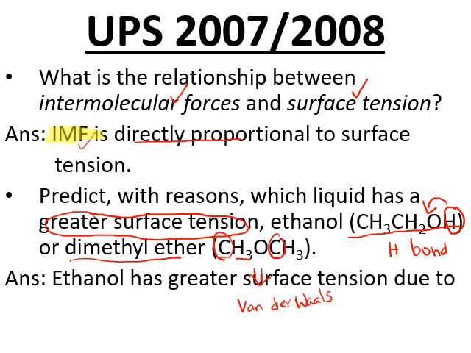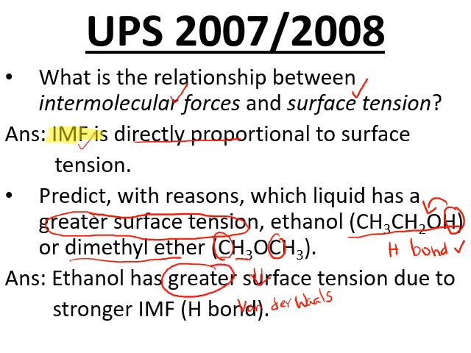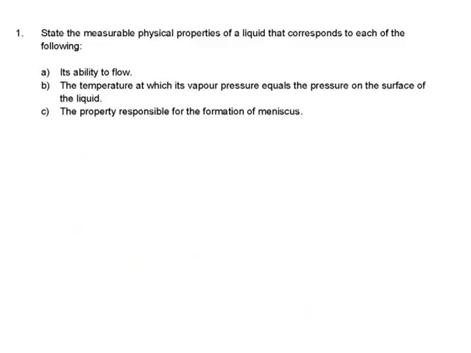So because of this, we know that hydrogen bond is stronger than van der Waals force. So that's why ethanol has greater surface tension. Now let's proceed to tutorial question number 1.